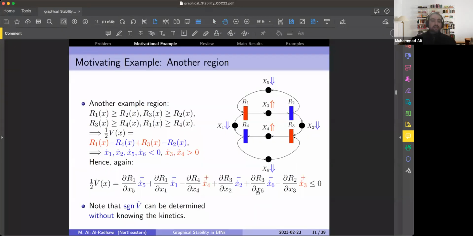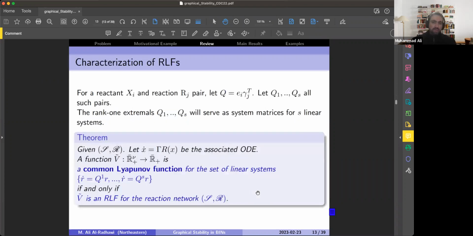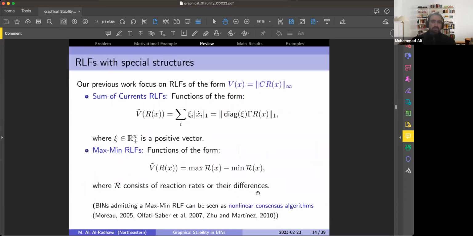So this is just an example of a function that we're looking for, which we're calling a robust Lyapunov function. So this is the general definition. We have a function which is locally Lipschitz. It needs to vanish on the set of steady states, and it is always non-increasing along the trajectories for any given admissible kinetics. So we call this function a robust Lyapunov function. And what I'm trying to do throughout this talk is to provide graphical conditions for constructing such functions. So I will skip this because of lack of time. So these are two kinds of functions that I will be talking about.